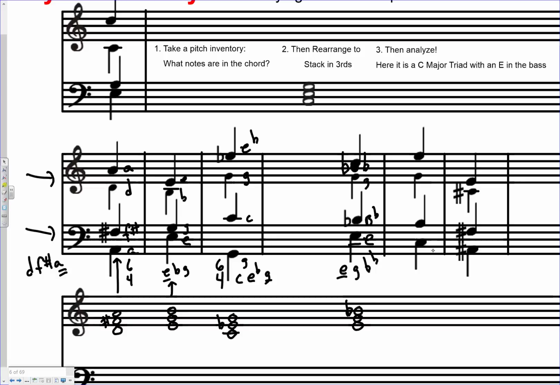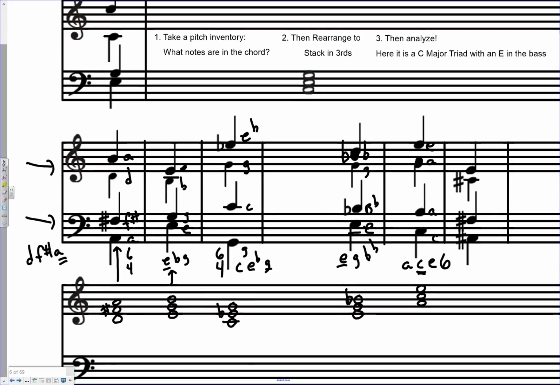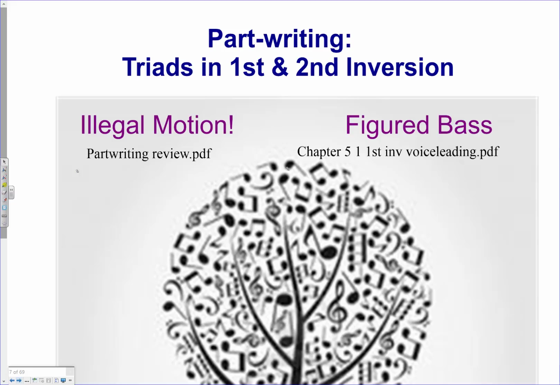Moving right along, C, A, that should be an A, things are a bit off today, A, E. So I've got an A, C, E triad with a C in the bass. That's first inversion, so that's going to be a 6. Okay, so you get the idea and where we're going with that. So we need to be able to do that. Very, very important. Let's move on.